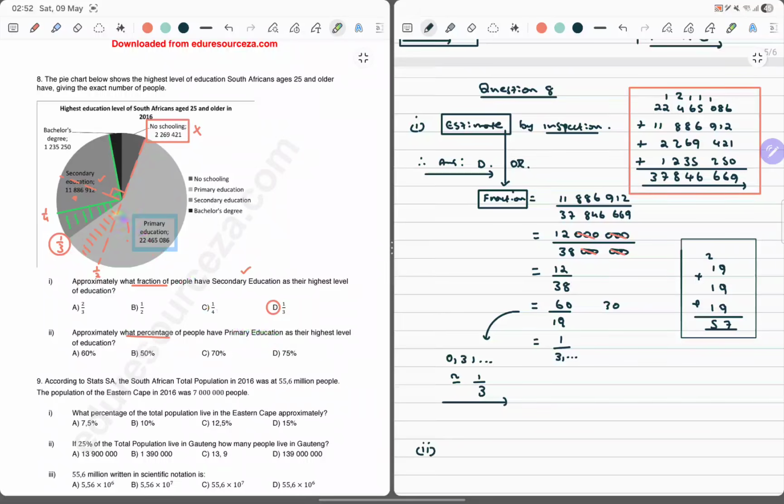But 75 would be there when we've got 3/4. That would be 75, but we can see this is way less than 75. So the answer is between 60 and 70. Okay, so which do we settle for between the two? Now we can see that this one is not so far away from the half. So I would go for this one.